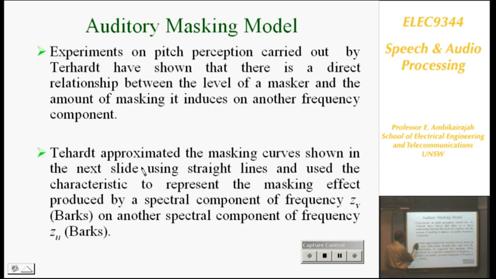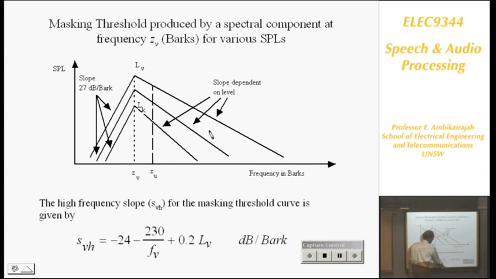So Terhardt approximated the masking curve into a straight line. Remember, I said the band pass filter I approximate as a triangle. Terhardt did the same, and he showed that one component, that V in Bark, can mask another component, set L or set U, in another frequency position. So let's look at the diagram. I think that's the best thing.